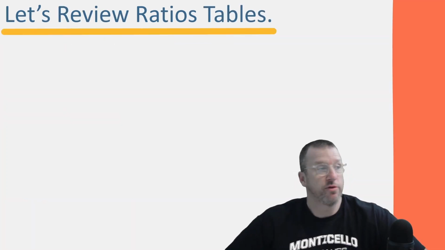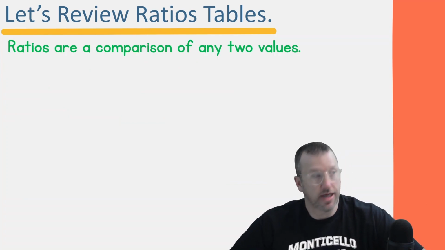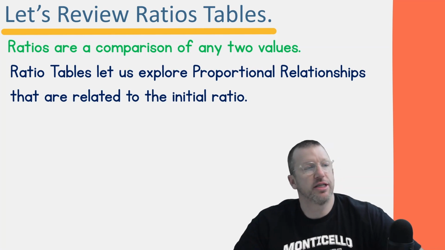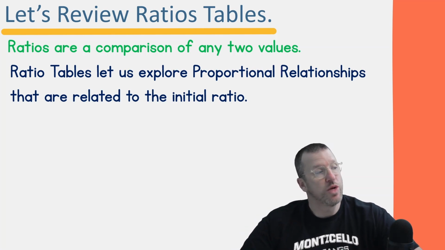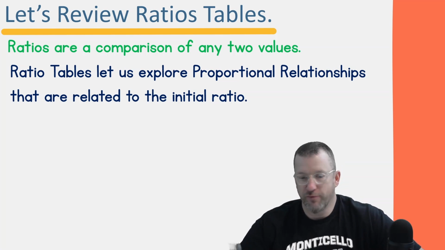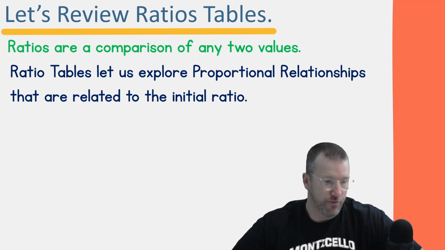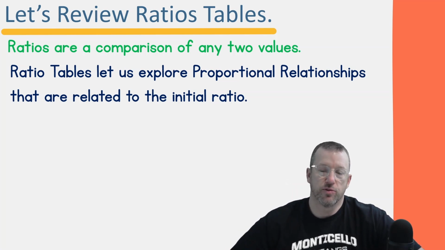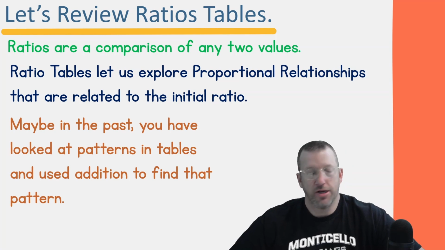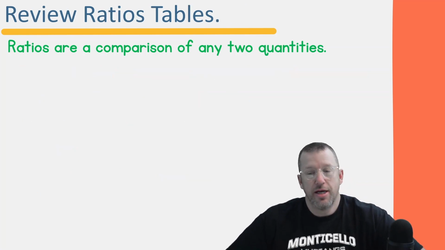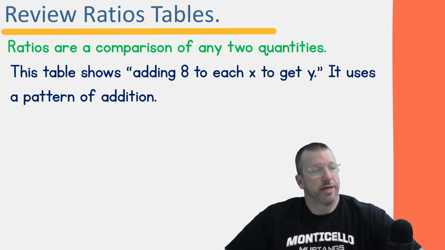Okay, so let's review what a ratio table is. It's a comparison of any two values, and they let us explore proportional relationships that are related to the initial ratio. So whatever we're given, that first ratio like 3 apples to 7 oranges, they let us explore the proportional relationships related to that. Maybe in the past you've looked at patterns in tables and used addition to find the patterns. Ratio tables work with multiplication.